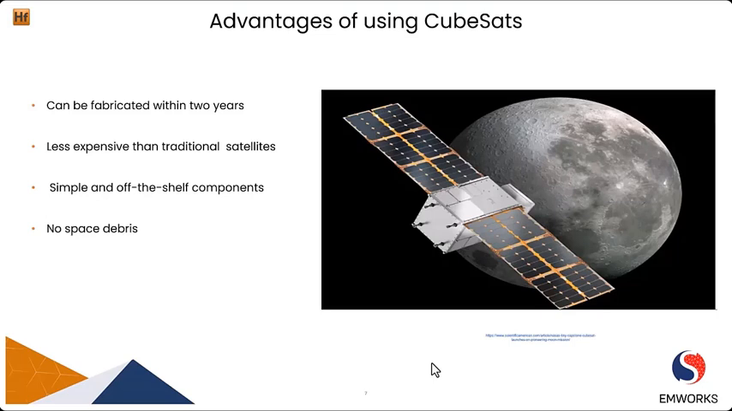Next, let us see some of the advantages of using CubeSats. CubeSats offer many benefits for various missions. They are quick to make, taking less than 2 years to fabricate, allowing for swift response to mission needs. Additionally, they are less expensive than regular satellites because they use simple, off-the-shelf components, which reduces costs. Lastly, CubeSats are small, not only cutting expenses, but also making less space debris.